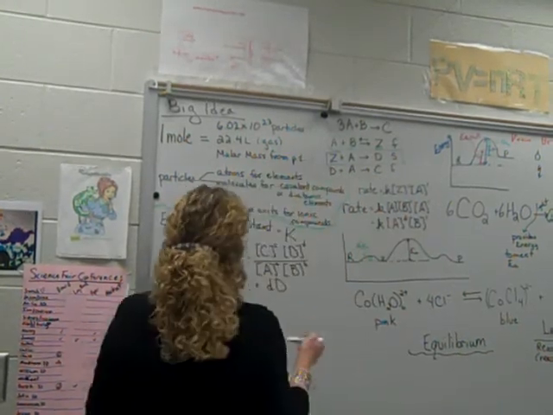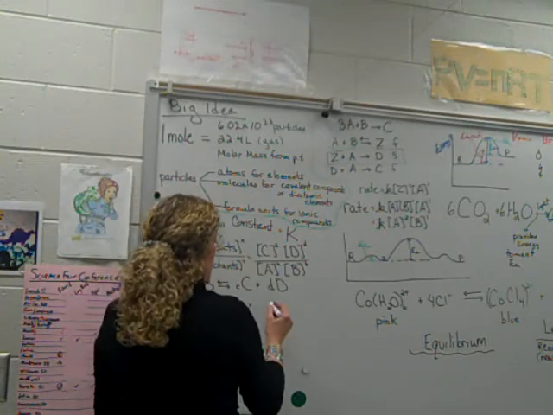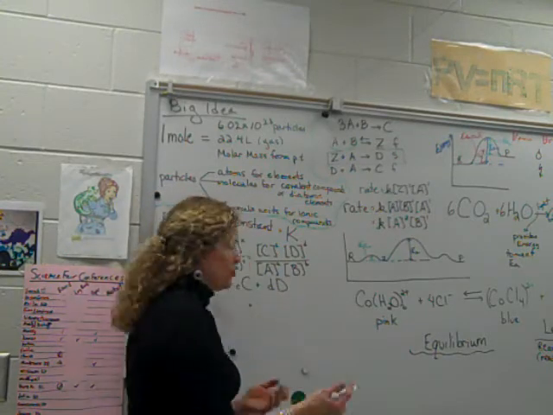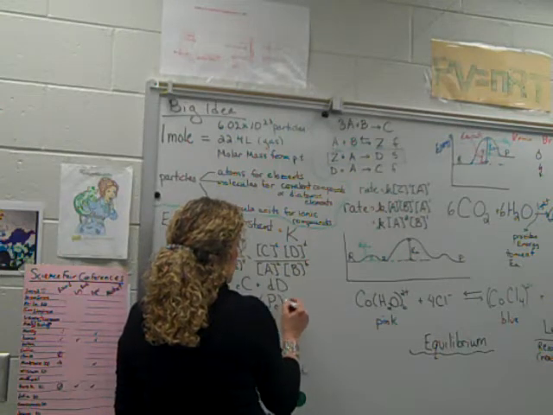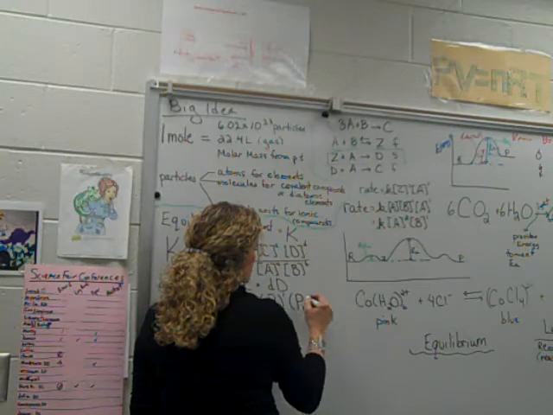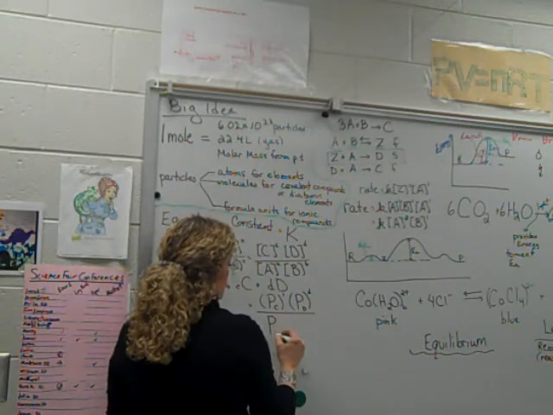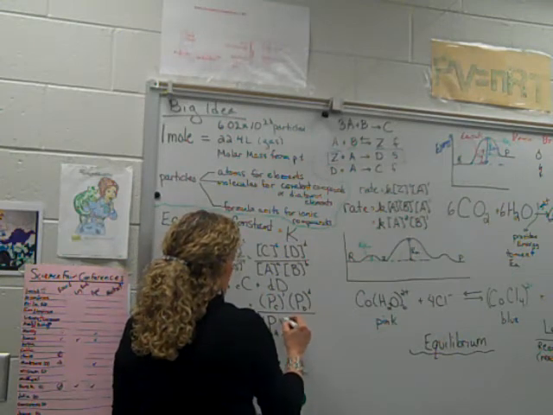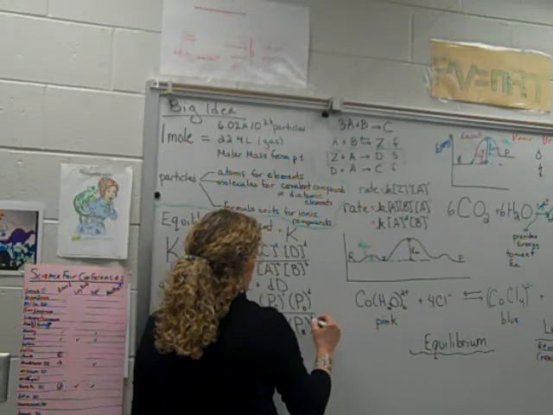And in fact, another way we can set up a K is by just straight up using pressures. It would look like this. Pressure of C raised to the C power. Write this down. Pressure of D raised to the D power, over partial pressure of A raised to the A power, partial pressure of B raised to the B power.